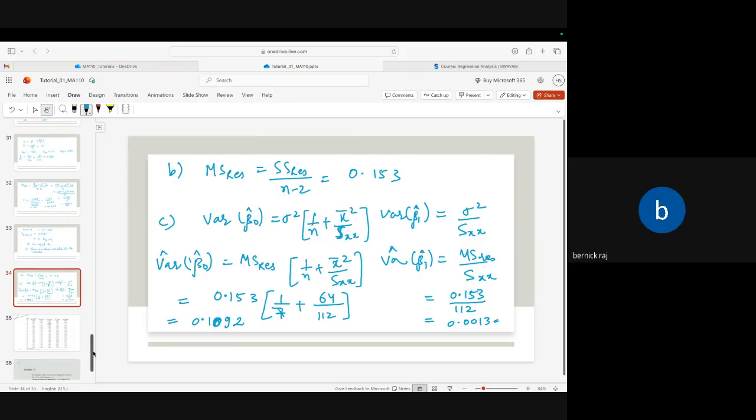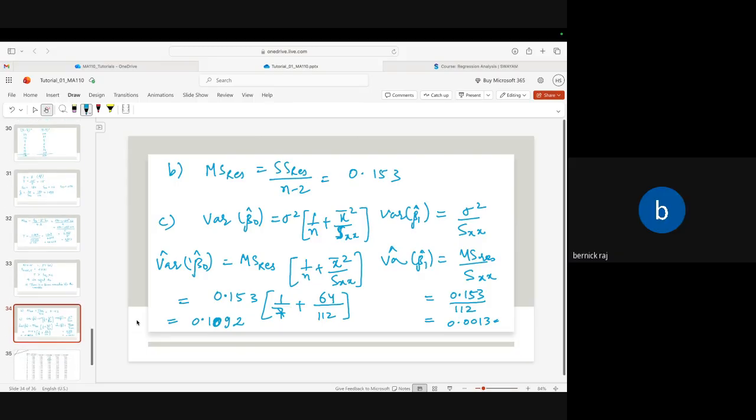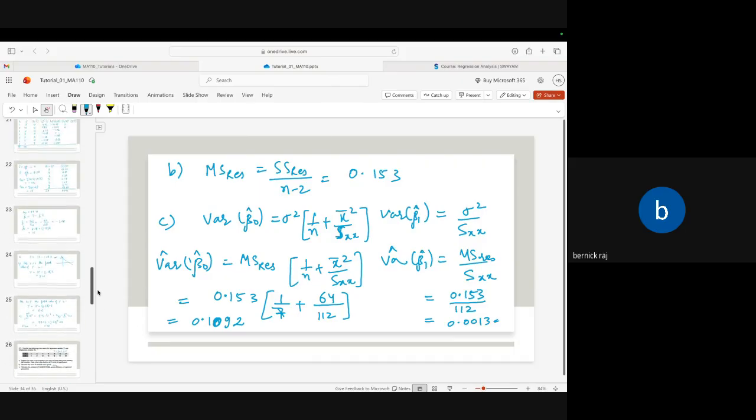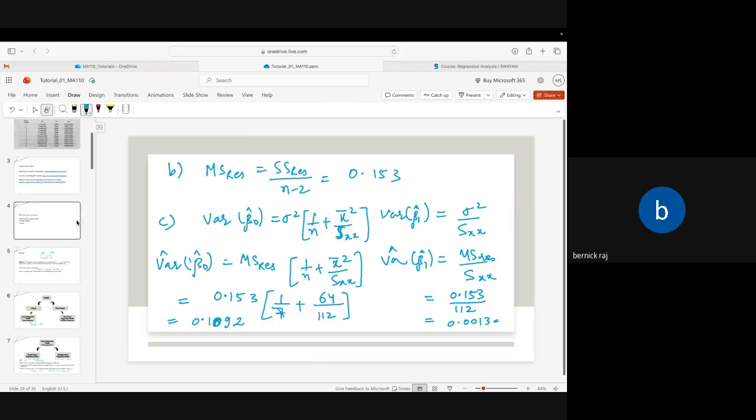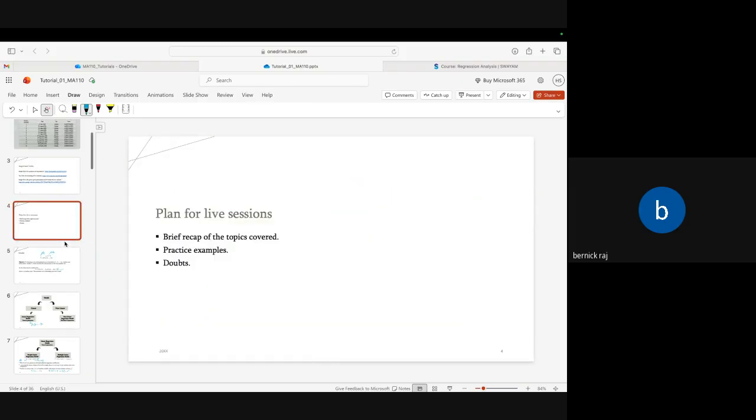Madam, can you explain the degrees of freedom? Here also, for the mean square residual, you are using n minus 2 degrees of freedom. Why is it n minus 2? What about the degrees of freedom of other residuals? Okay, fine. Let me explain it.